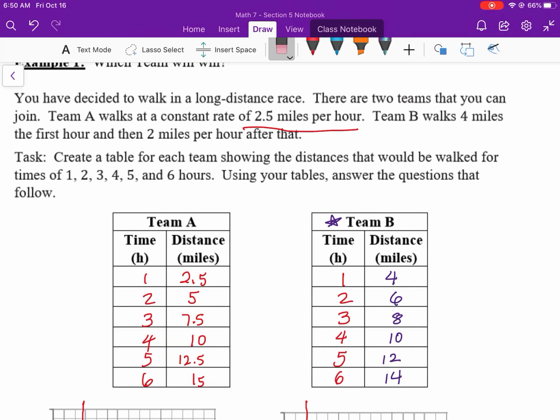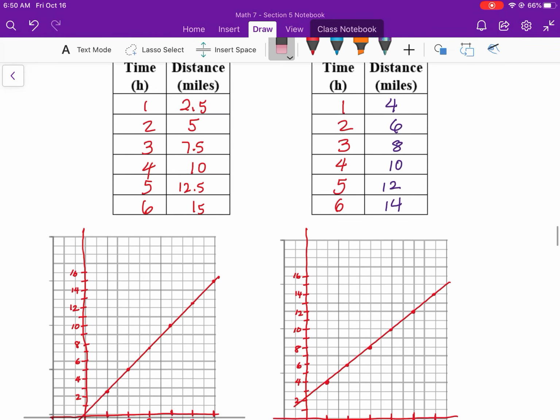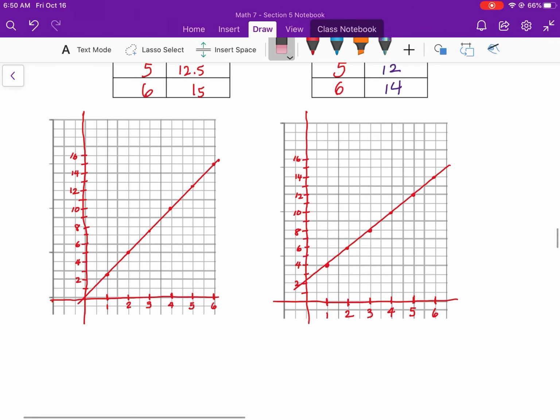I made the graph already because I don't know why I put the graph paper there, but I did. And so I want you to notice these 2 graphs. Okay, I did the best I could this morning. It was kind of early.